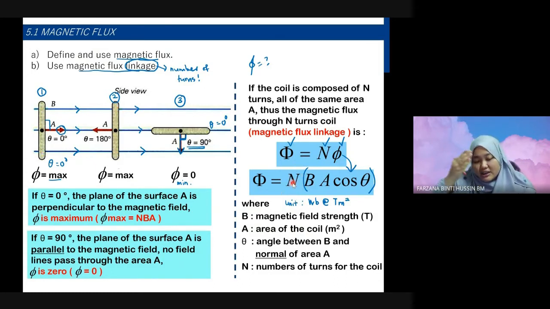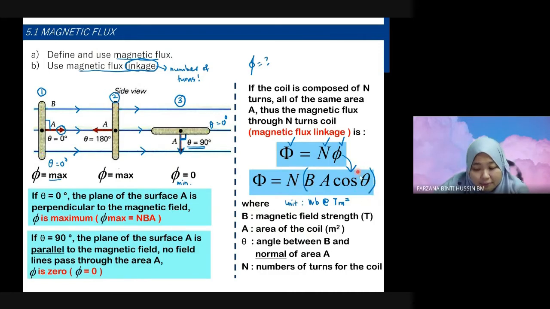Because it has to be counted one by one. If we have 100 coils, it means we have 100 planes for the magnetic field to pass through. Magnetic flux only considers passing through one plane. So if you have 100 turns of coil, you have to consider the magnetic field across 100 turns. Then it is called magnetic flux linkage. How about the unit? Still the same, because you only multiply by the number of turns.